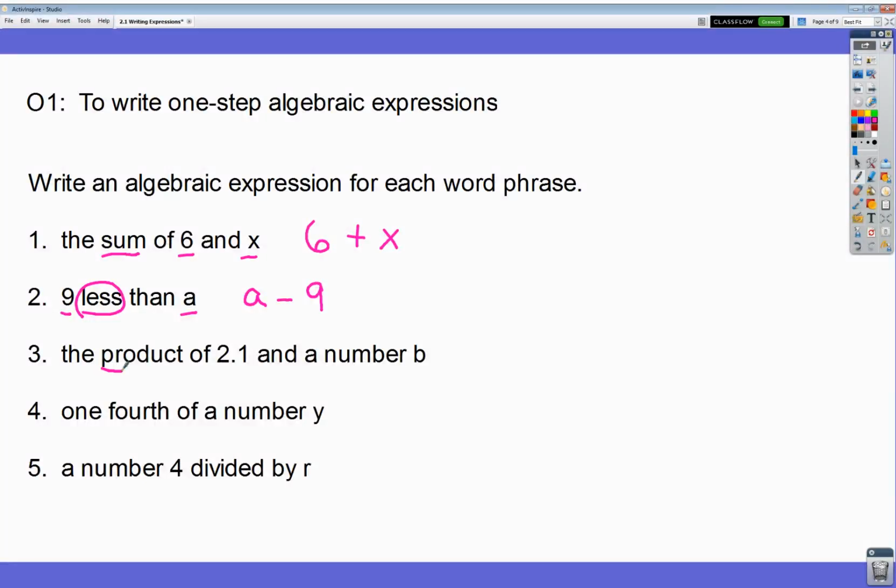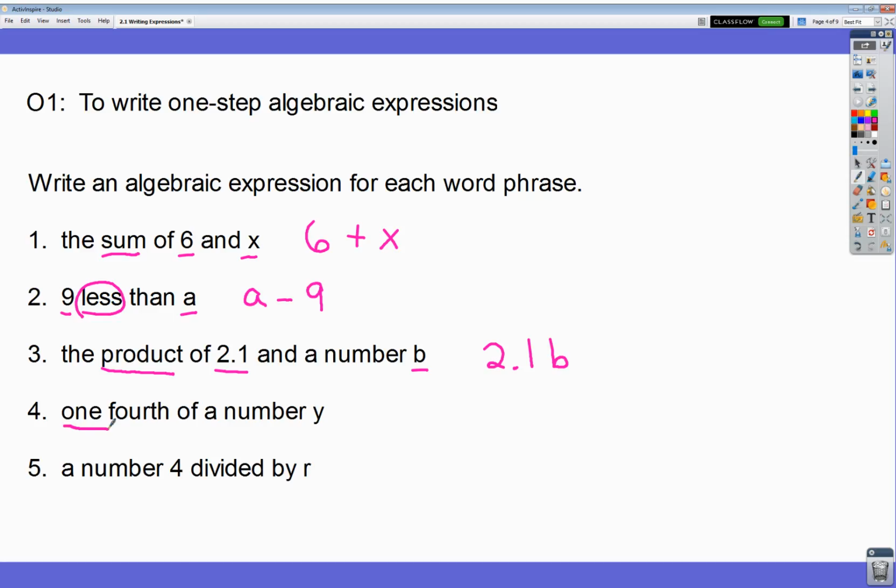Number 3 says the product of 2.1 and a number b. Remember that letters in algebra are called variables, and they do represent some unknown number or numbers. So when we have a number b, it is representing something, but we don't know what it is. The word product tells us that we're going to multiply. So we're going to multiply 2.1 and b. And when we multiply a constant and a variable, we don't need to put any multiplication sign. We just simply write them next to each other, and that means multiplication.